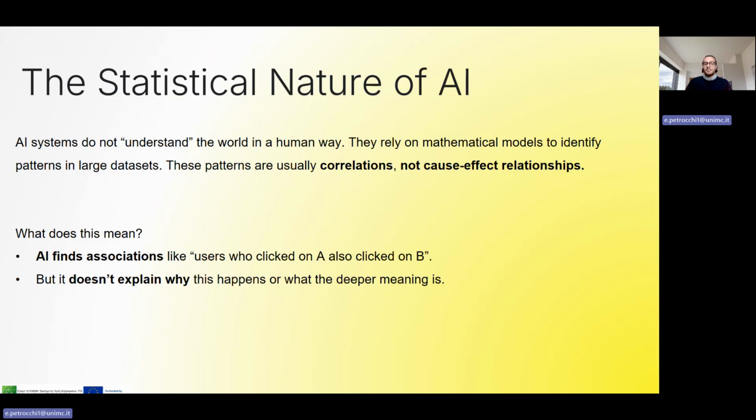So if you clicked on A, for example, you might also like B. And this is just an association, not causation. But indeed, artificial intelligence is not able to explain why things happen and what is the deeper meaning of this association, of this correlation.